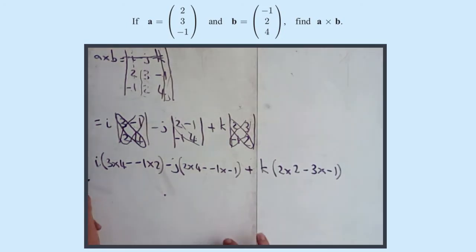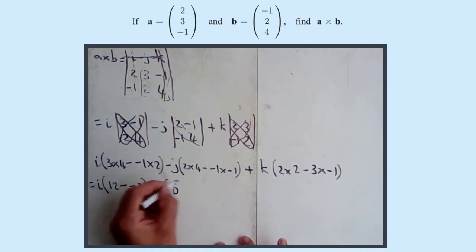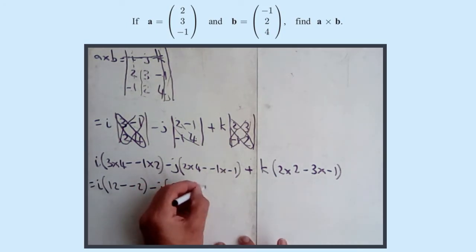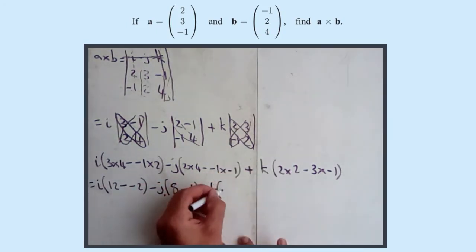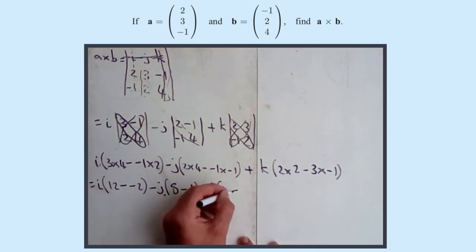So that equals i times... well, it's 12. But in fact, I'm not going to, because as I was saying, there's just so much computation here that I'm going to take an extra line. I'm going to write 3 times 4 is 12, and -1 times 2 is -2. Minus j, 2 times 4 is 8, and then -1 times -1 is 1. Plus k, and then you've got 2 times 2 is 4, minus 3 times -1, which is -3. So I probably will just write plus 3 there.